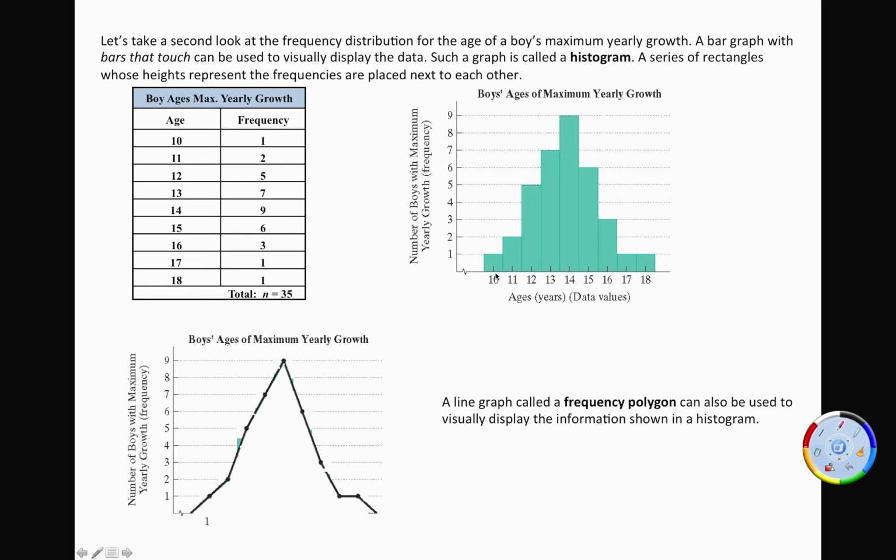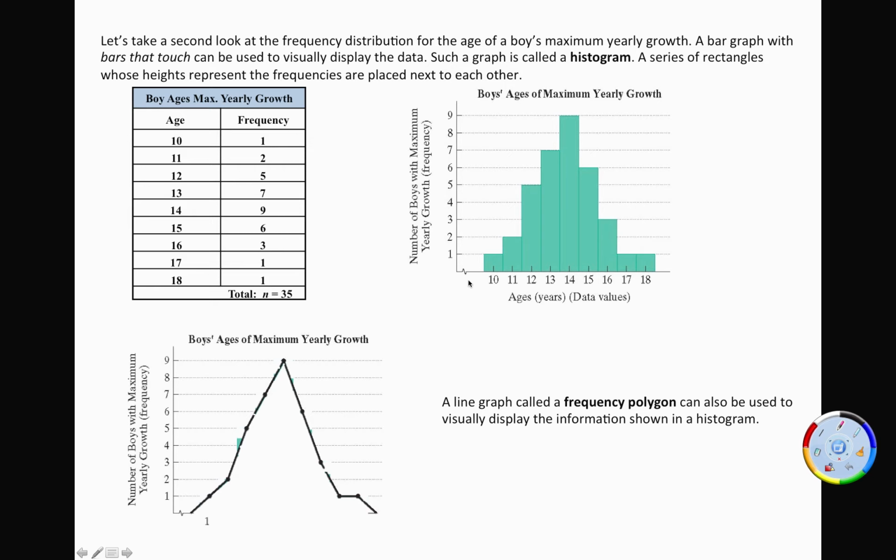So notice the height of the bar for the data value 10 is at 1, indicating there was one boy age 10 who had his maximum growth. Let's look at 12. The height of the bar for the data value 12 is at 5. Your frequency is always on your vertical axis. This is the number of boys with maximum yearly growth, their frequency, the number of them. And here's the age in years, or your data values.